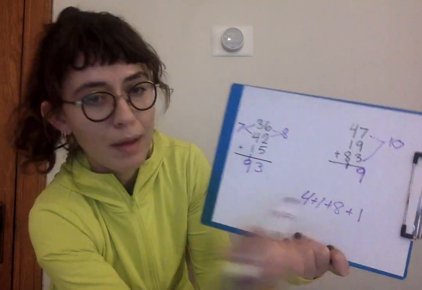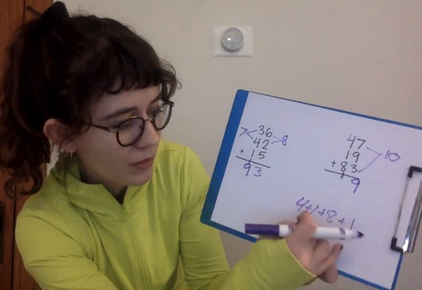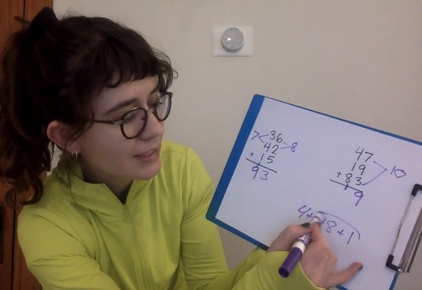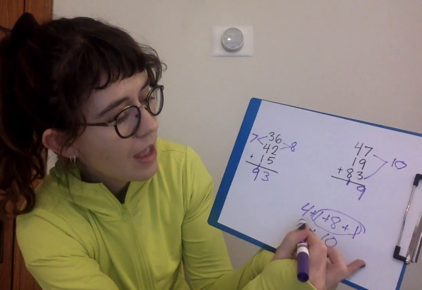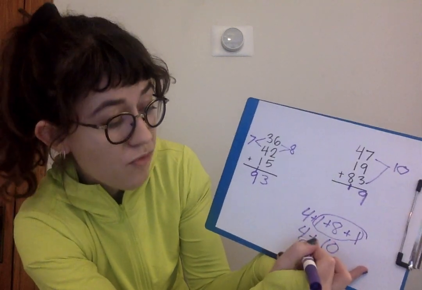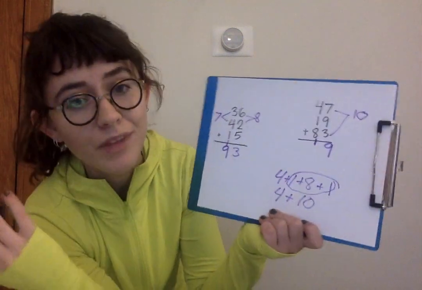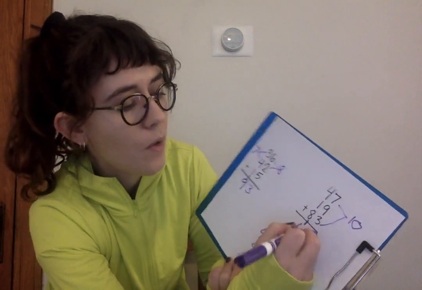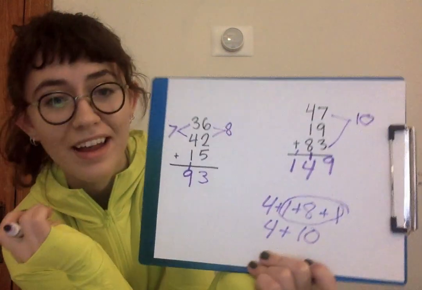I'm going to look over here at my biggest number, which is 8. 8 plus 1 is 9, plus 1 more is 10. So I'm going to say all of these together is a 10. And that leaves just 4. So 4 plus 10, that made it a lot easier. 4 plus 10 is 14. So I'd have 4 10s here and 100.